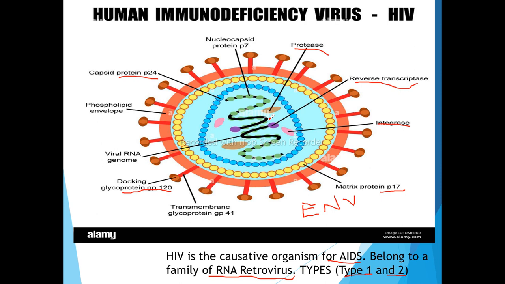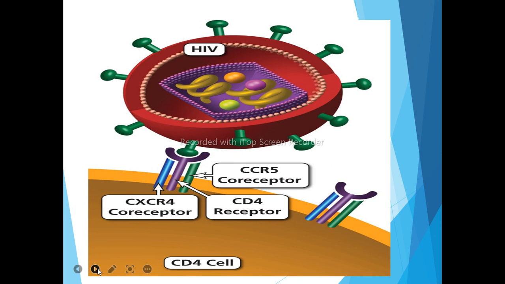Now let's look at the replication of the HIV virus. So we have the HIV virus here. Remember, we said that this HIV is embedded with glycoproteins. This one on top is the GP120, and we also have the transmembrane protein, which is GP41.